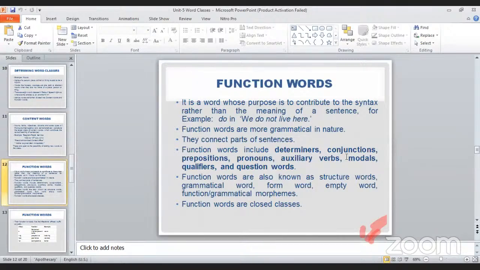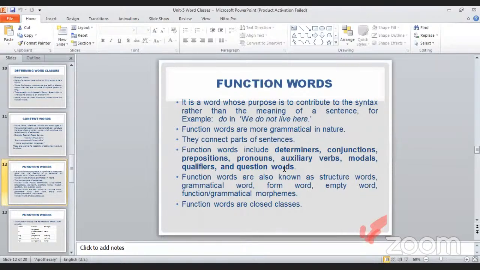Function words include determiners, conjunctions, prepositions, pronouns, auxiliary verbs, modals, qualifiers, and question words. So when we speak of all the important grammar rules in the English language, all these fit in as function words. Function words are also known as structure words, grammatical words, form words, empty words, function words, or grammatical morphemes. So these are very important for you to know. Why is it called an empty word? Because you cannot fill words there. That's the reason it is called an empty word.